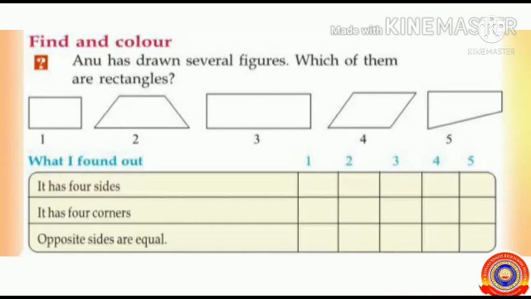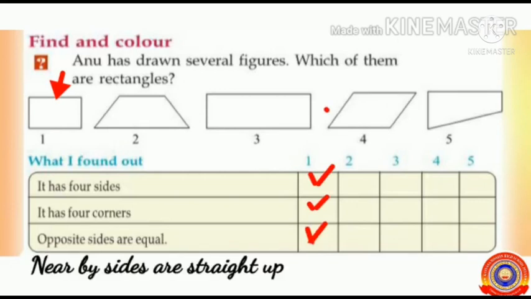Find and color. Anu has drawn several figures. Which of them are rectangles? See the first figure. Is it a rectangle? Let's check. See children, it has 4 sides and 4 corners. Its opposite sides are equal and also its nearby sides are straight up. So we can say that the first figure is a rectangle.